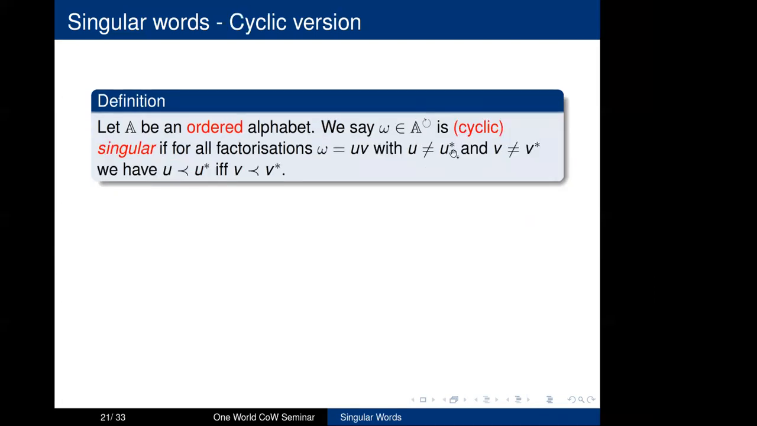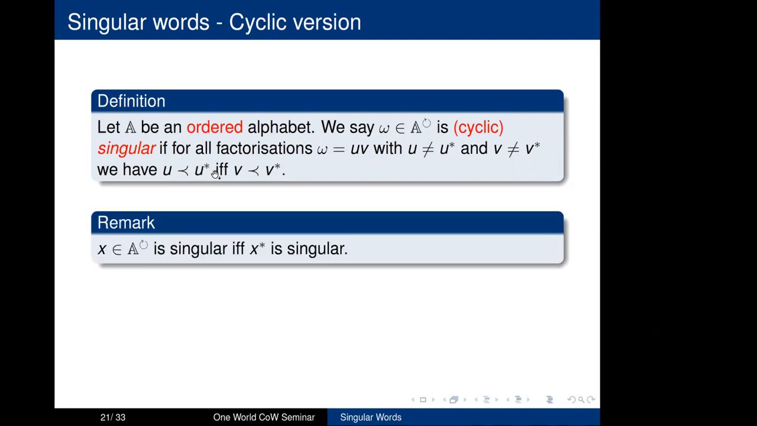Okay. And the definition for cyclic is even simpler. So you take a cyclic word W and you say it's singular if every time you factor it as U times V, with U and V non-palindromes, then the inequality between U and U* and between V and V* should be the same. Okay. So also here in the cyclic case, if X is singular, so is its reverse. Of course, the reverse just means you change the orientation on the circle.